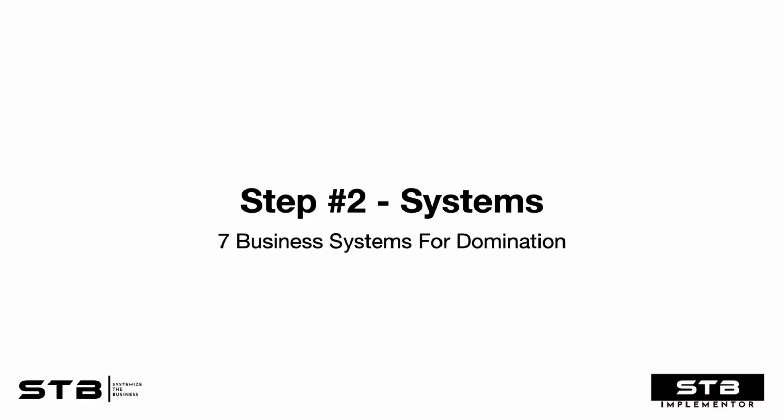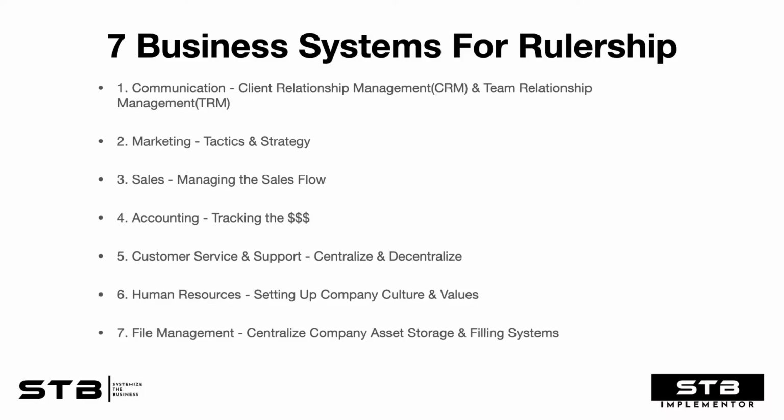you're starting to grow and you're really wanting systems in place because people are doing work and it's working, but then everybody is kind of not on the same page, and you're feeling it because things are moving and growing. And so the 7 systems for rulership.